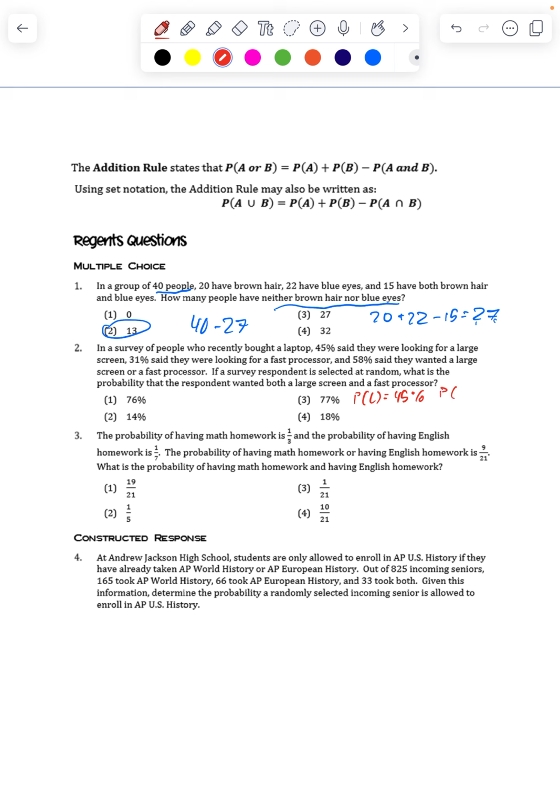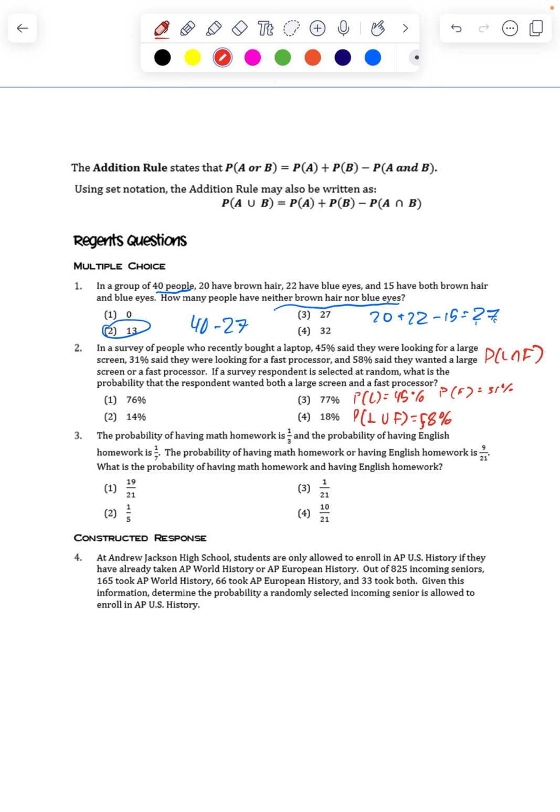Probability of fast processor is 31%. And 58% said they wanted either or. So let's use the addition rule to solve this. Probability of large or fast is 58%. Now they want us to find the intersection. They want us to find probability of large and fast. This is probability of large or fast.